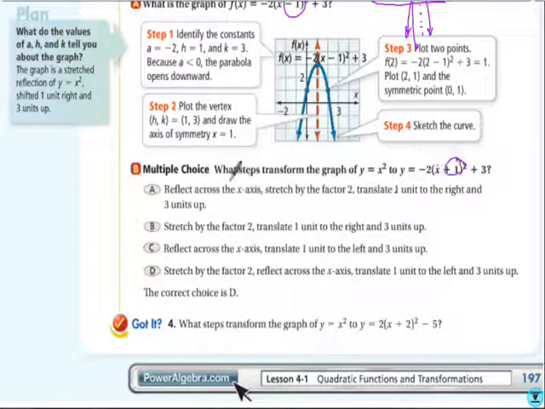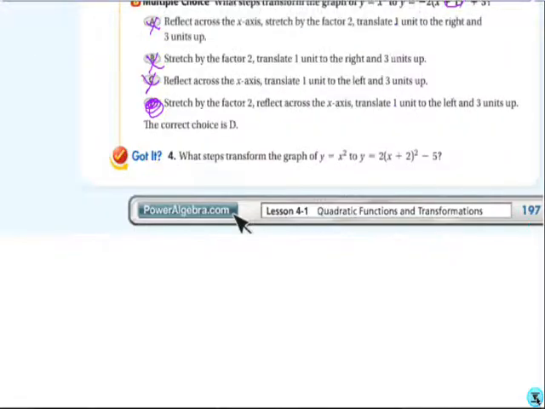No, that is not 1 unit to the right, so it's not A. Okay? B, stretched by a factor of 2, translated 1, but it doesn't have the reflection, so it can't be that. Reflected, yes. Translated 1 unit to the left, yes. 3 units up, yes, but it doesn't have the stretch, so that's not correct. So the answer is D. Stretched by a factor of 2, reflected, translated 1 left and 3 up. And that's it.